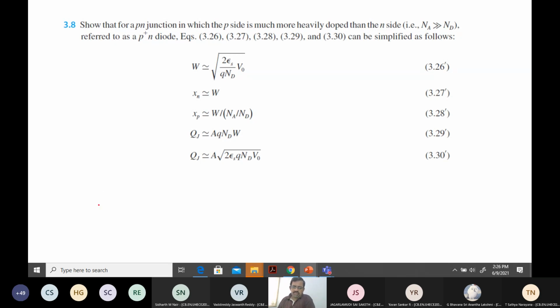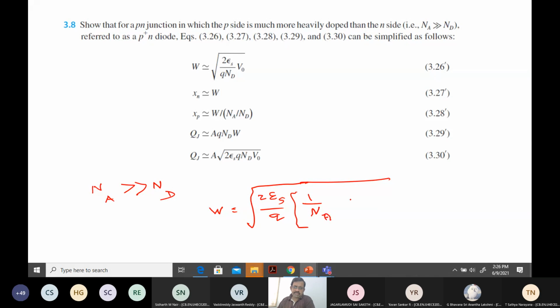So for W, we have to show this for the heavily doped case. So we know that Na is much greater than Nd. We already saw W equal to, just now we wrote the equation, W equal to the square root of 2 epsilon S by Q, 1 by Na plus 1 by Nd, times V naught. This is the equation.